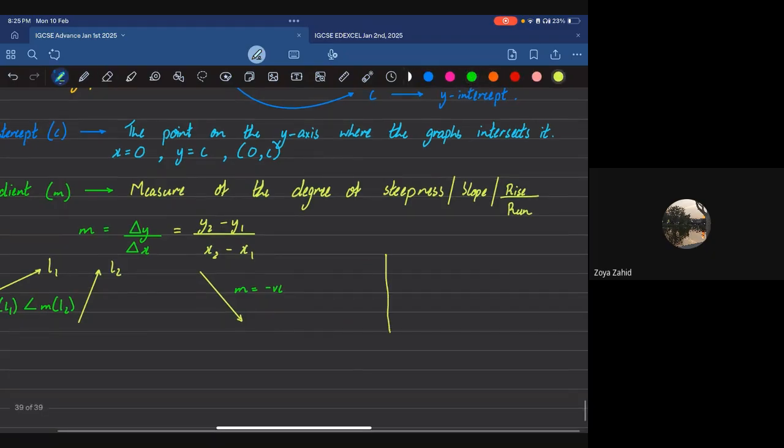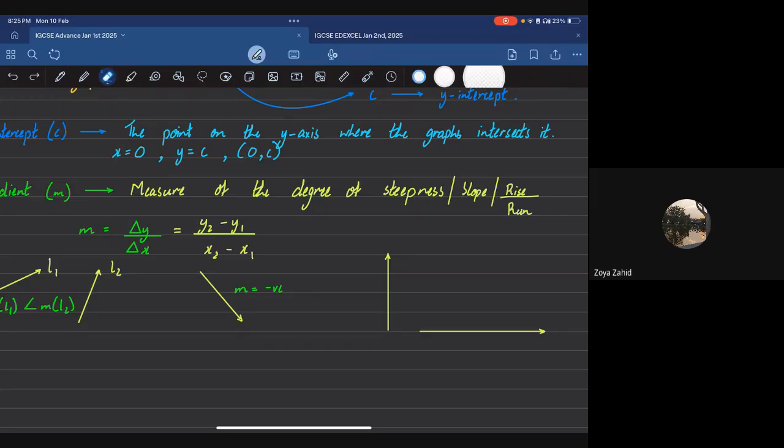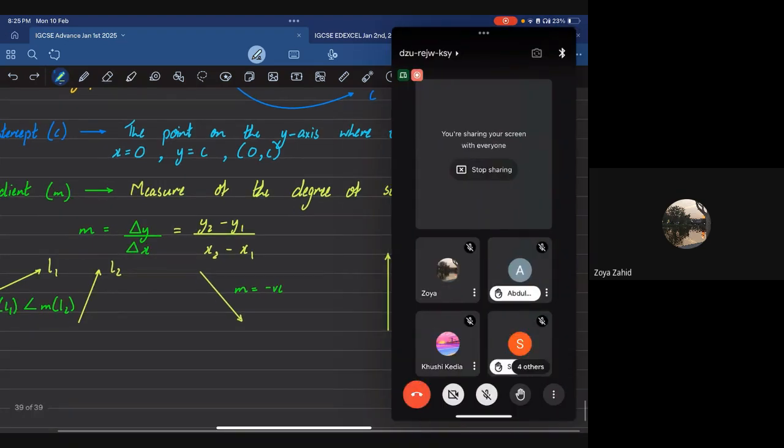Again, draw two pairs of lines. And this is going to be like this. One line is going to be like this, and the other line is going to be like this. What do you think the gradient is going to be for both of these lines?